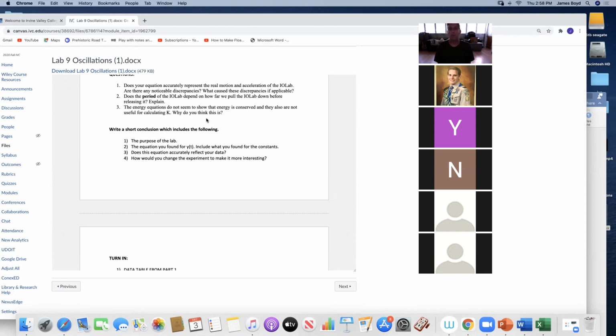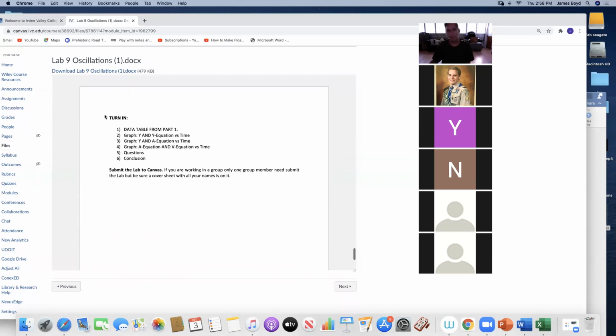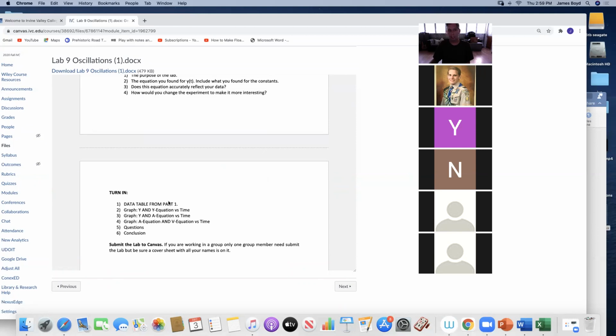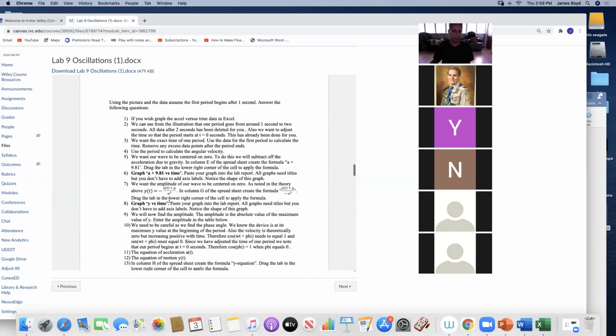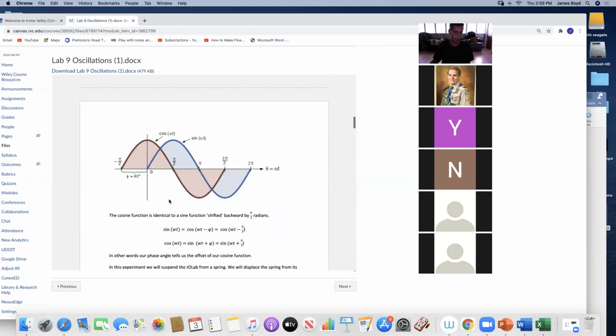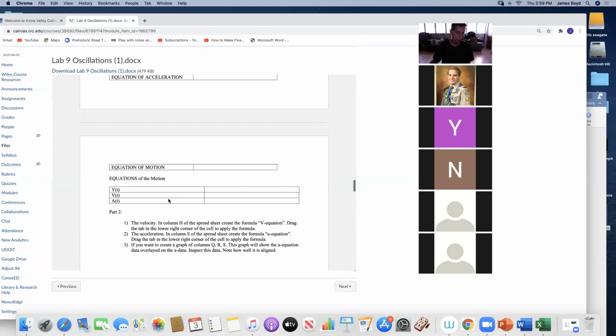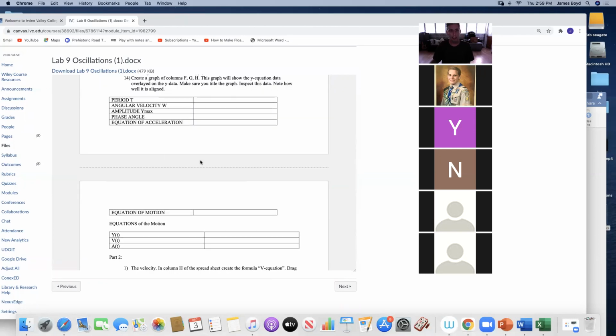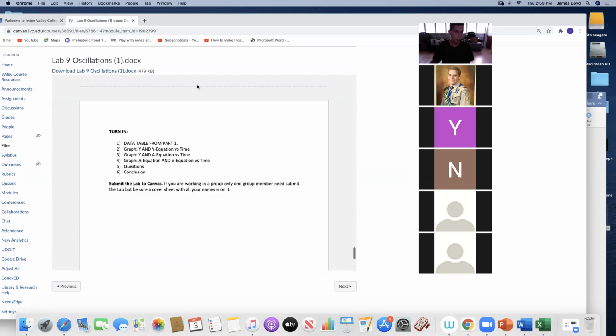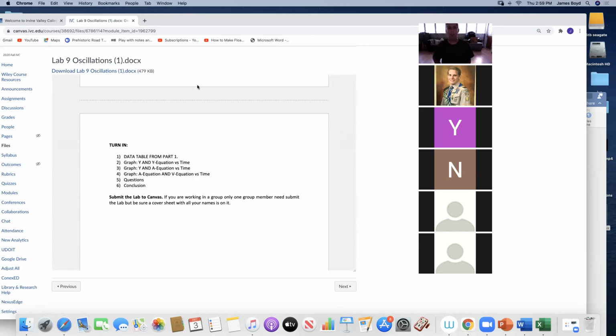Then I want a short, and I mean short, like 1 or 2 sentences for each of these. What was the purpose? What was your equation, including the constants? Did the equations accurately reflect your data? And what would you change to make it more interesting? And then lastly, what I want you to turn in is the data table for part 1. So this one that I filled out, wherever I put it, copy and paste this one. And the graph of y versus the equation of time.